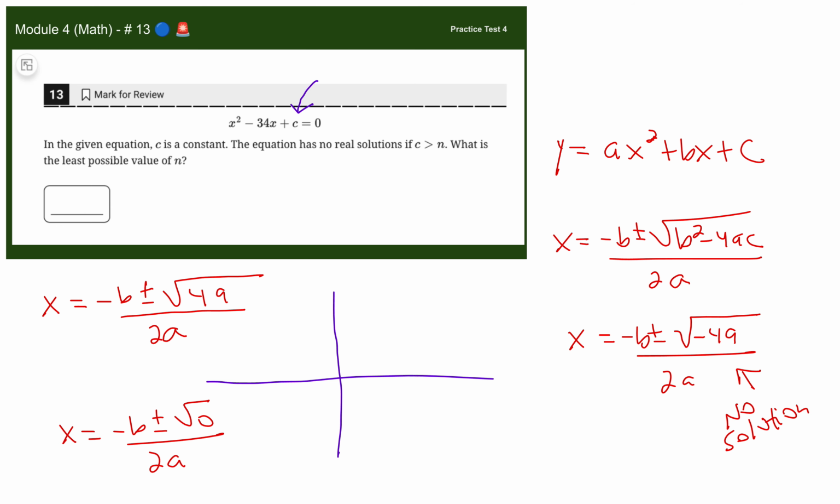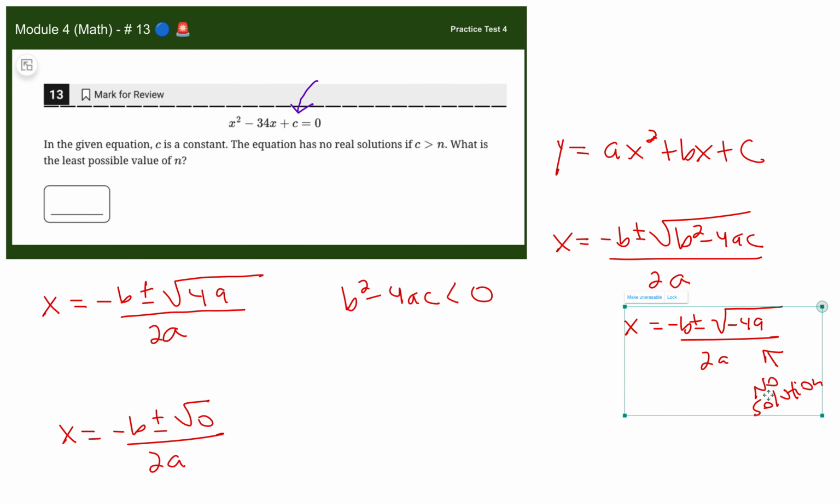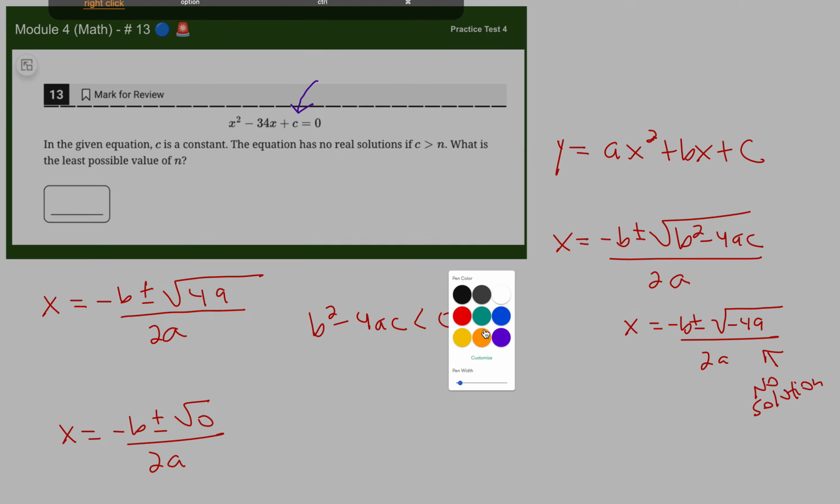Okay, so what does this all mean together? That means that if you have this situation, this discriminant right here, b squared minus 4ac, is negative. Negative means the same thing as less than 0. Okay, so that's when you have no solution. So this right here means no solution.